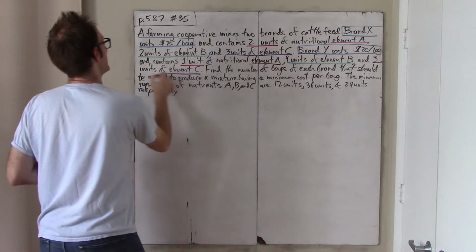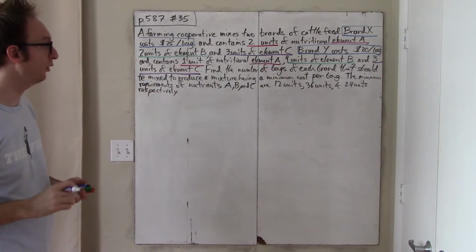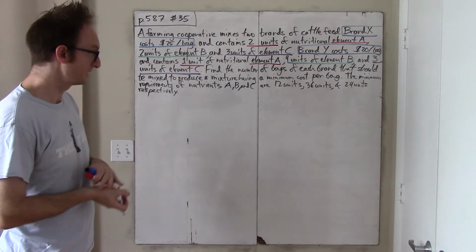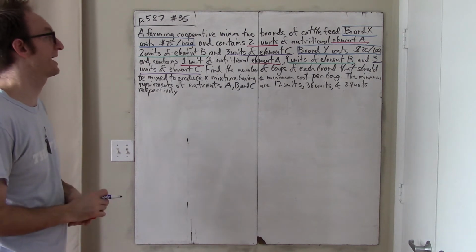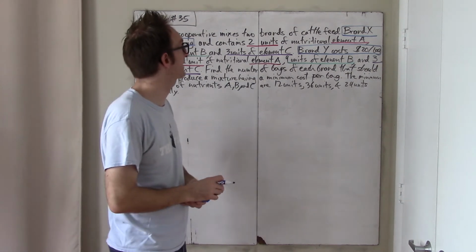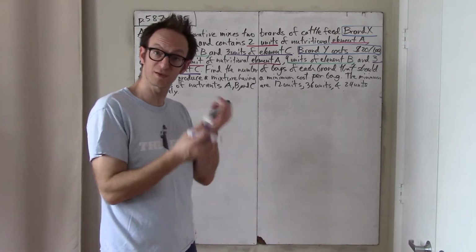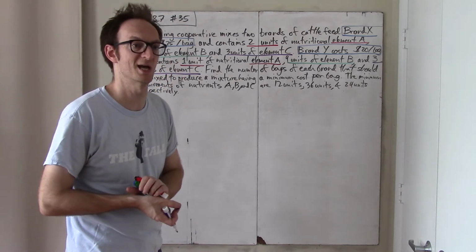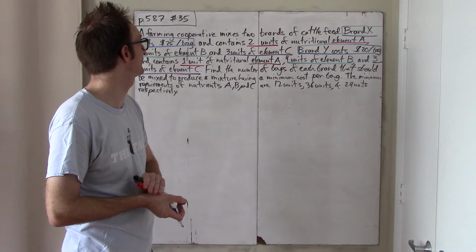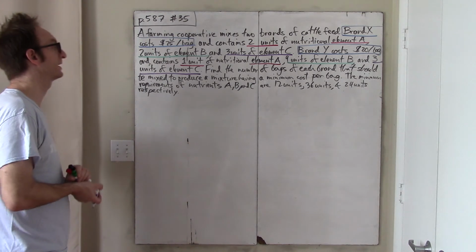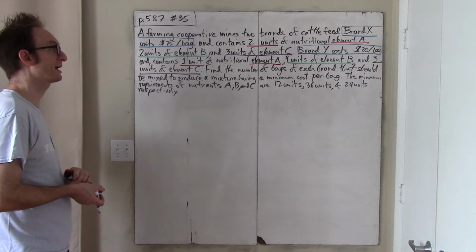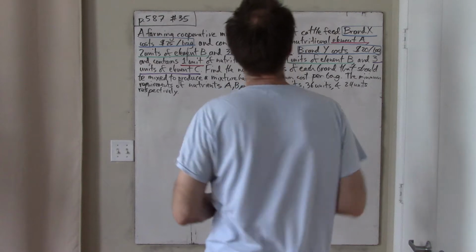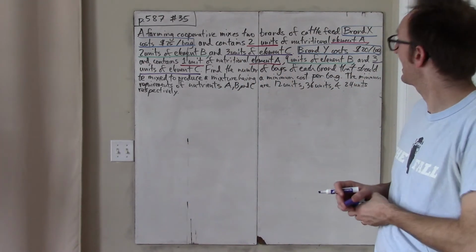Okay, and what's the overall goal? Find the number of bags of each brand that should be mixed to produce a mixture having a minimum cost per bag. These brands of cattle feed already contain mixtures of different amounts of the various nutritional elements, and what we want to do is find a combination of bags of these 2 different brands which will make our cost as small as possible. So we want to find the minimum cost per bag.